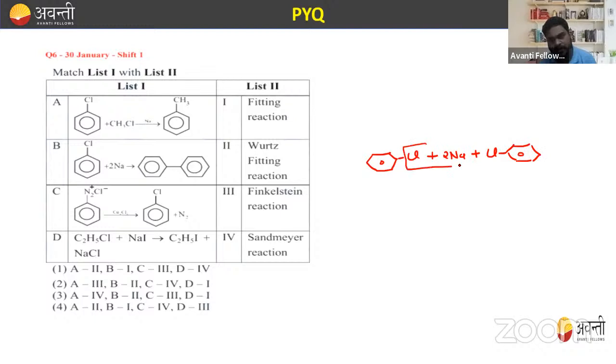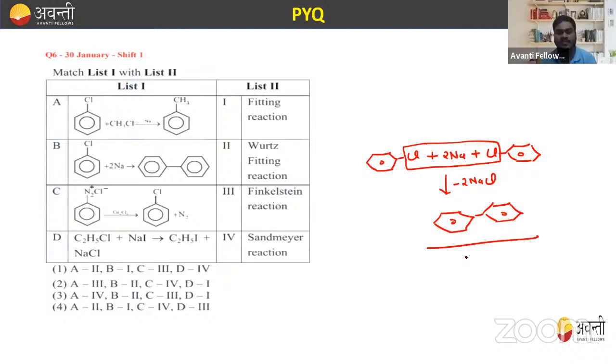Then 2NaCl is removed and formation of biphenyl takes place. This reaction is known as the Wurtz-Fittig reaction, right? So this is known as Wurtz-Fittig reaction. Clear? Okay. So we know that B is equivalent to 2.